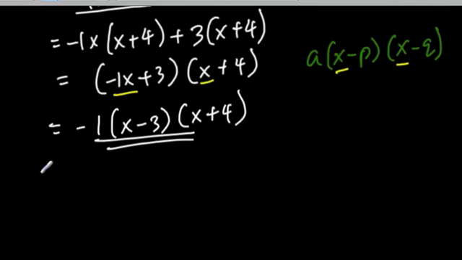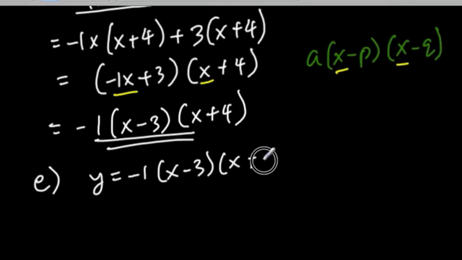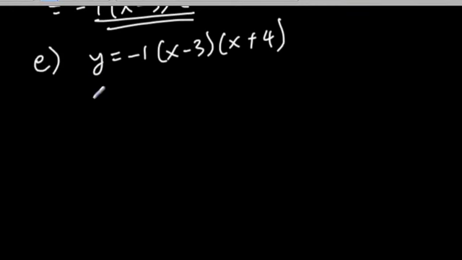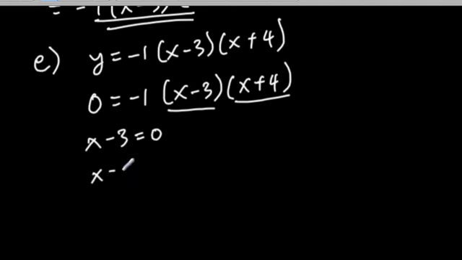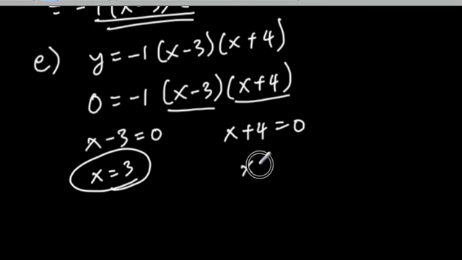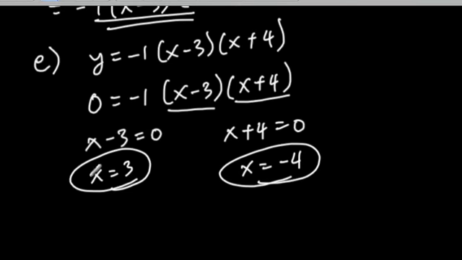Let's do the next part, which is e, find the x-intercepts. So really, y is equal to -1 times (x minus 3) times (x plus 4). Okay, so in order to find the x-intercept, that's when y is equal to 0. So 0 is equal to -1 times (x minus 3) times (x plus 4). Now, anytime it's set to 0, you can really just set the factors to 0. So it's x minus 3 equals 0, so x equals 3. And then it's x plus 4 equals 0, so x equals -4. So these are the x-intercepts.